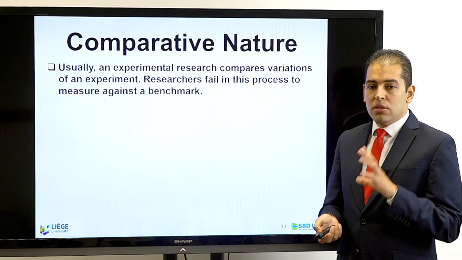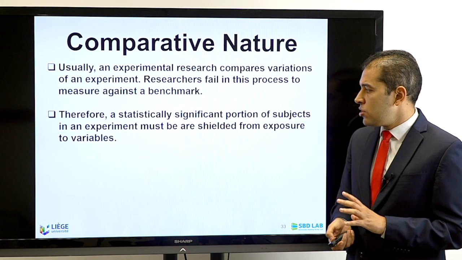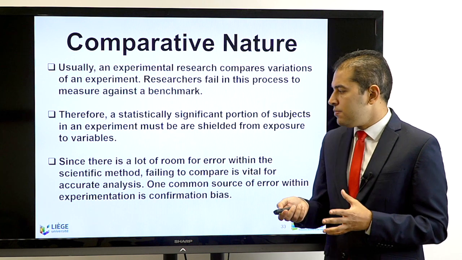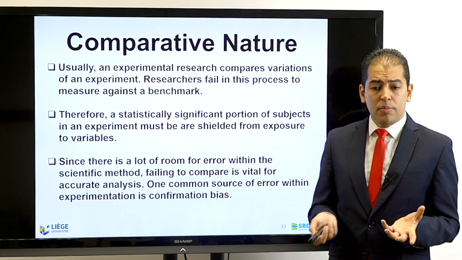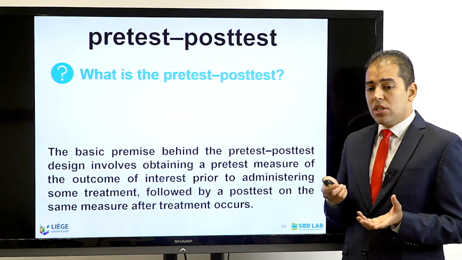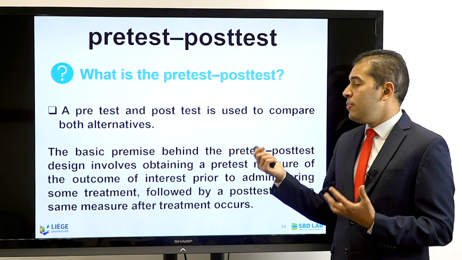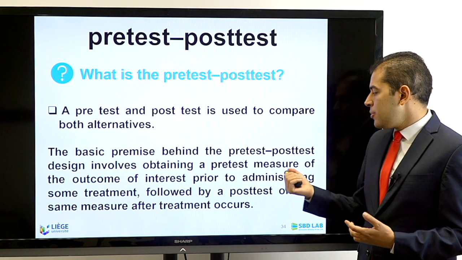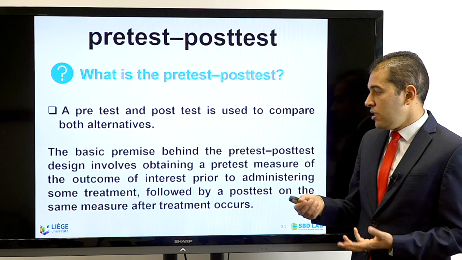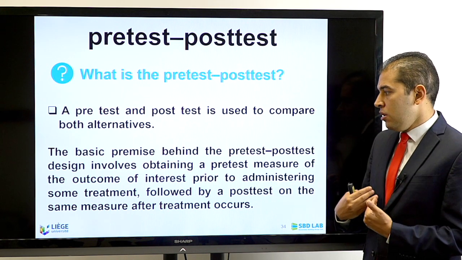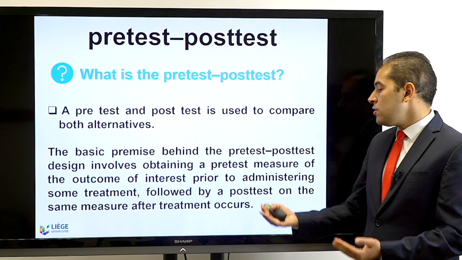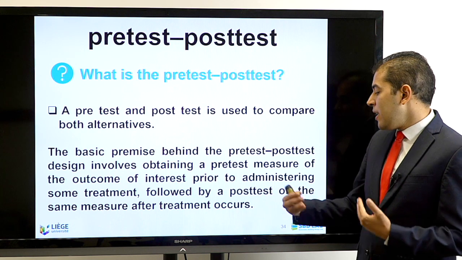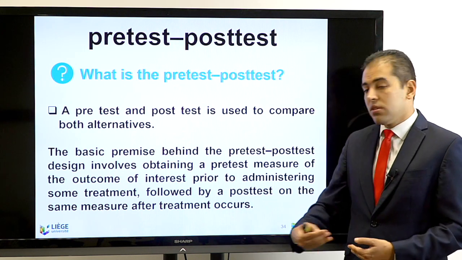Like I said before, there is a comparative nature in experimental research, so we need to have this approach of comparison. But when somebody asks me what a pre-test and post-test actually are in more detail: they are used to compare both alternatives, and the basic premise behind the pre-test post-test design involves obtaining a pre-test measure of the outcome of interest prior to administering some treatment, followed by a post-test on the same measure after treatment occurs.